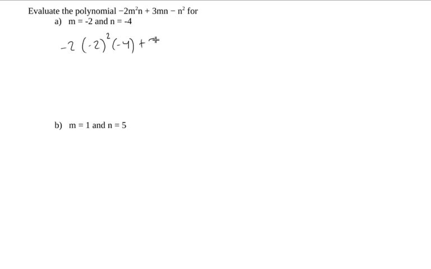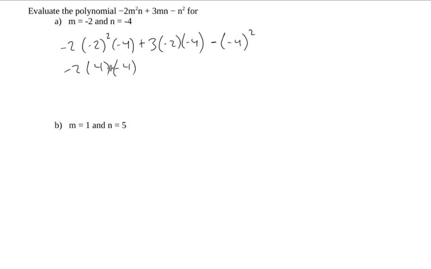Plus, let's see, 3 is the next number, then my m, which is negative 2, and my n, which is negative 4, minus, this one's really tricky, so you want to be very careful about this. The n is a negative 4, and I'm squaring it, so this is minus n squared. Okay, lots of negatives floating around again, and I'm just doing this so we can get lots of practice, so you can see what happens to them.